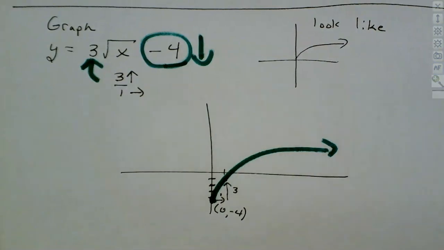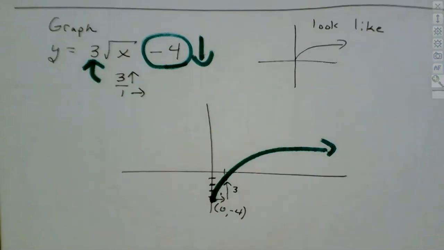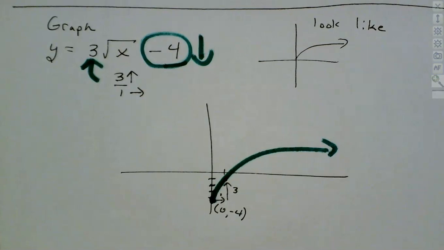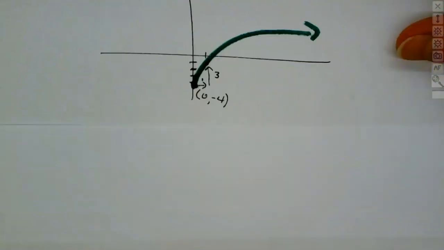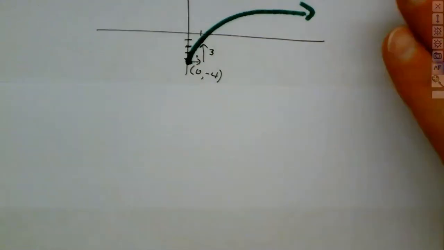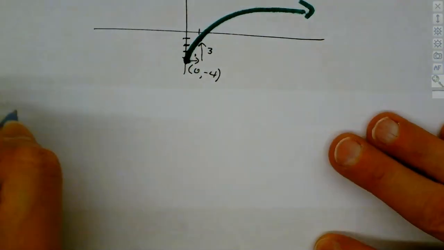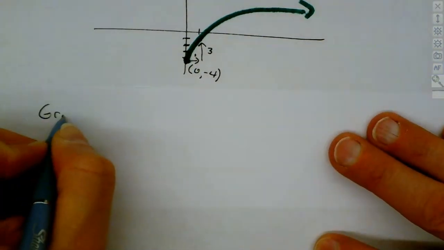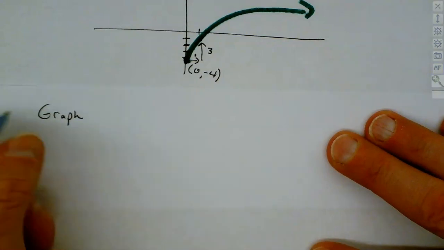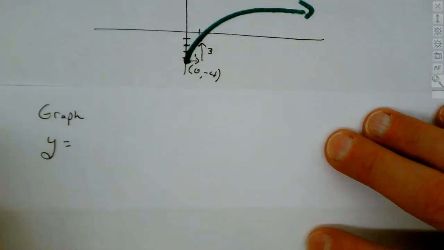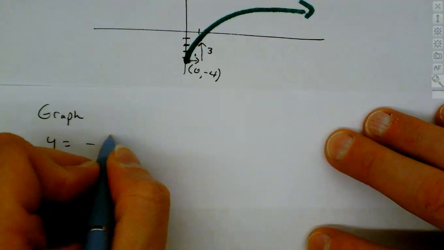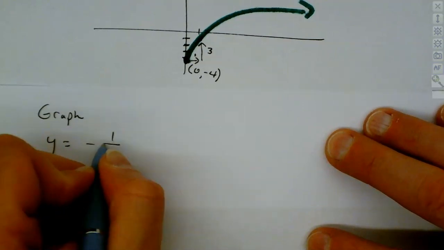A lot of times, I think students try to make these more difficult than what they really need to be. They're not difficult as long as you follow the rules. Let's do another one. Let's do one with a negative in front. And we'll make this one a fraction.